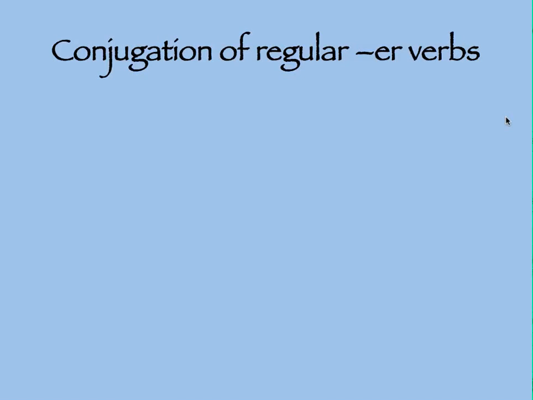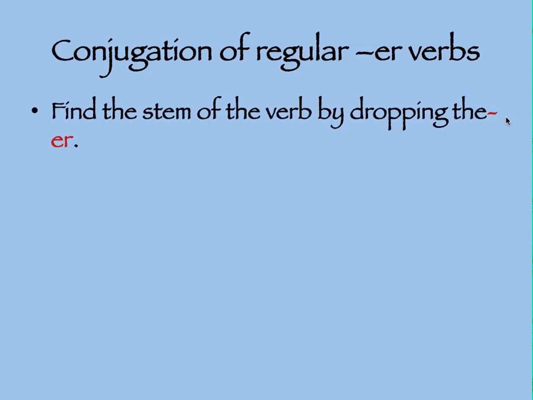Today we're going to wrap up the second unit by reviewing the conjugation of regular ER verbs. Regular verbs follow a pattern, so if you memorize the pattern, then you can conjugate any verb in the category. So how do you conjugate a regular ER verb? First, you must find the stem, and to do so, you must drop off the ER.